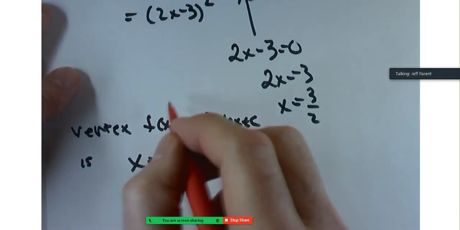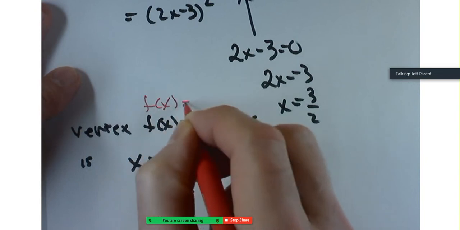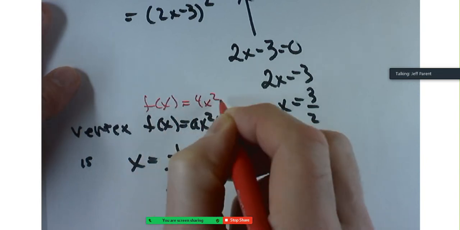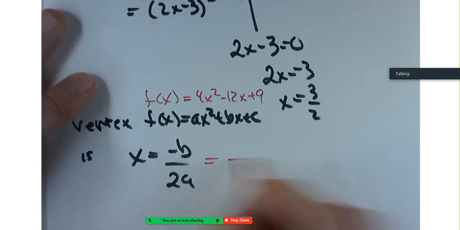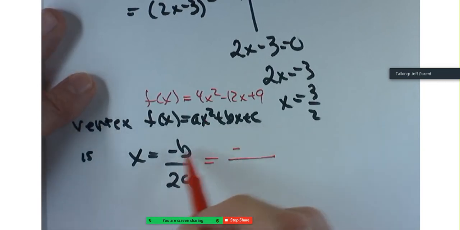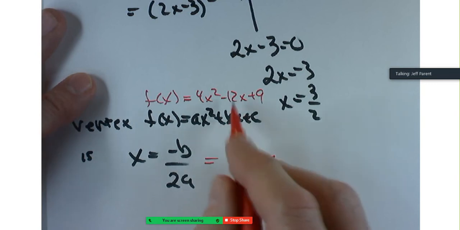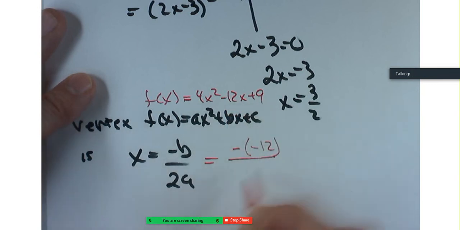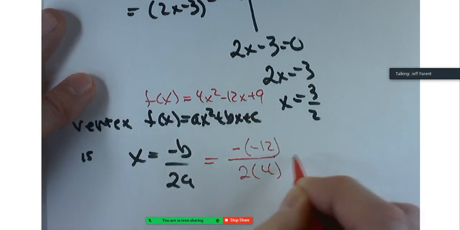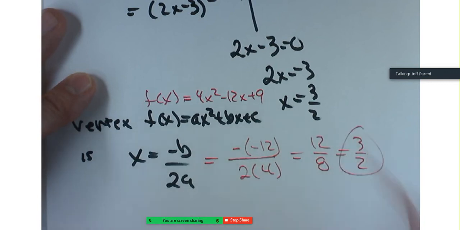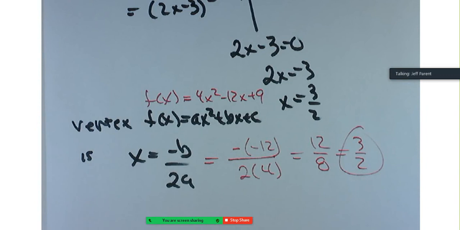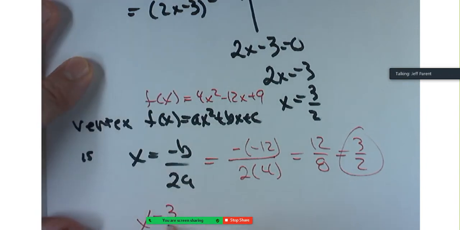But let's just look back at f of x equals 4x squared minus 12x plus 9. So b is going to be negative 12, and a is 4. So I get 12 over 8, which is 3/2. So x equals 3/2 is the vertex. It's also your axis of symmetry.